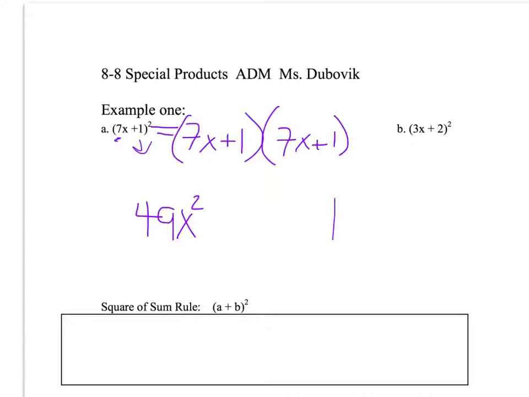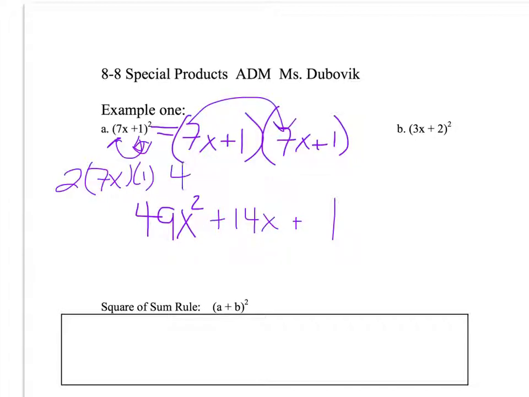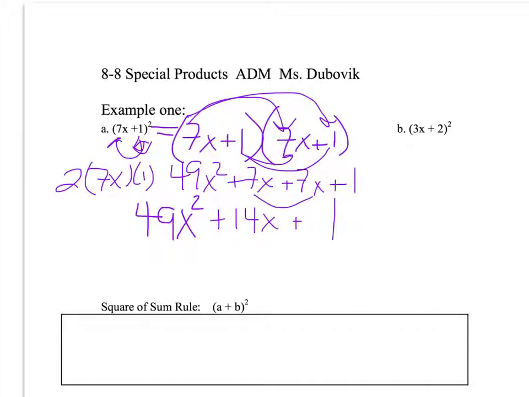Now to get the middle term, you take your 7x and your 1 and you multiply that together. Then you double it. So I've got 7x times 2, 14x. That is the same thing as going 7x times 7x, 49x squared. Right. 7x times 1 is 7x. 1 times 7x is 7x. 1 times 1 is 1. When you combine like terms, you get 14x.